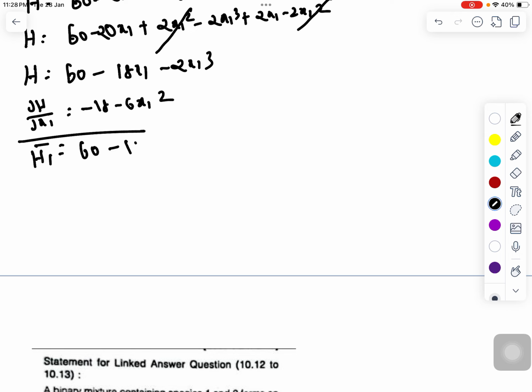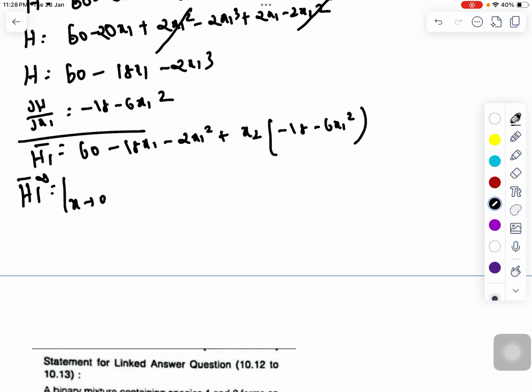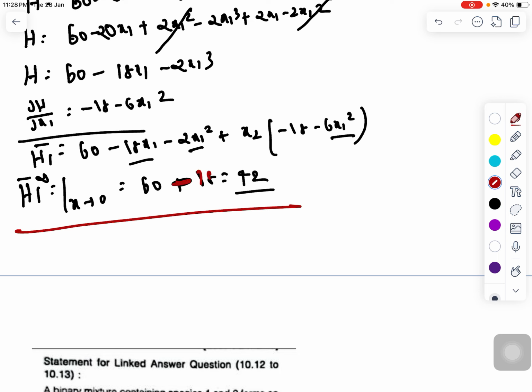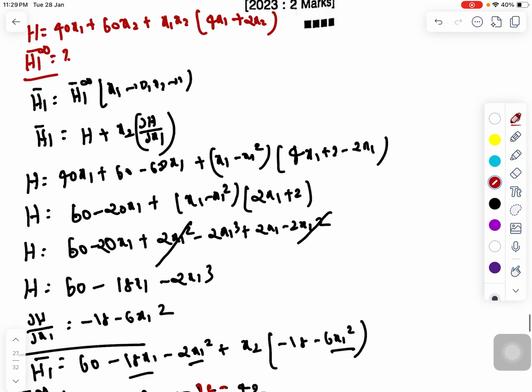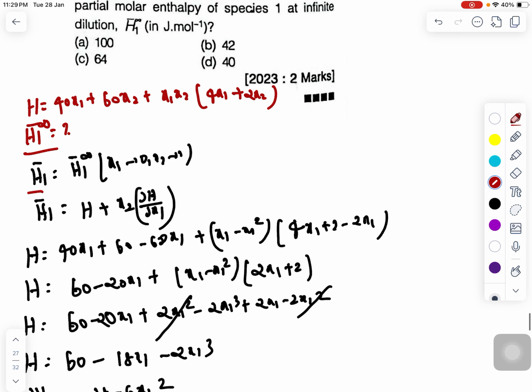So finally from here you will be able to calculate h1 bar equal to h, that is 60 minus 80x1 minus 2x1 square plus x2 into del h by del x1, so 18 minus 6x1 square. But you are supposed to calculate h1 bar infinity, so when x1 tends to 0, in all of these things you can say that will be 60 plus 0 0 0, plus minus 18, that is equal to 42. So h1 bar infinity will be equal to 42 here. There is only one concept that you should know, that if you know this formula, definitely you are going to solve this particular problem.